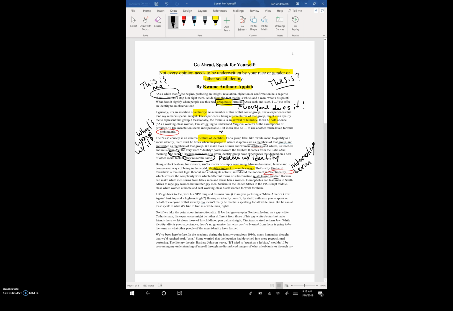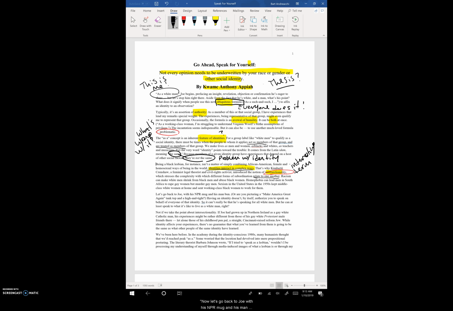Now, notice that they have to relate to one another, these different forms of subordination. And so that suggests what he's talking about when he says intersectional forms of group identity. So I'm going to highlight that too. What an important word.